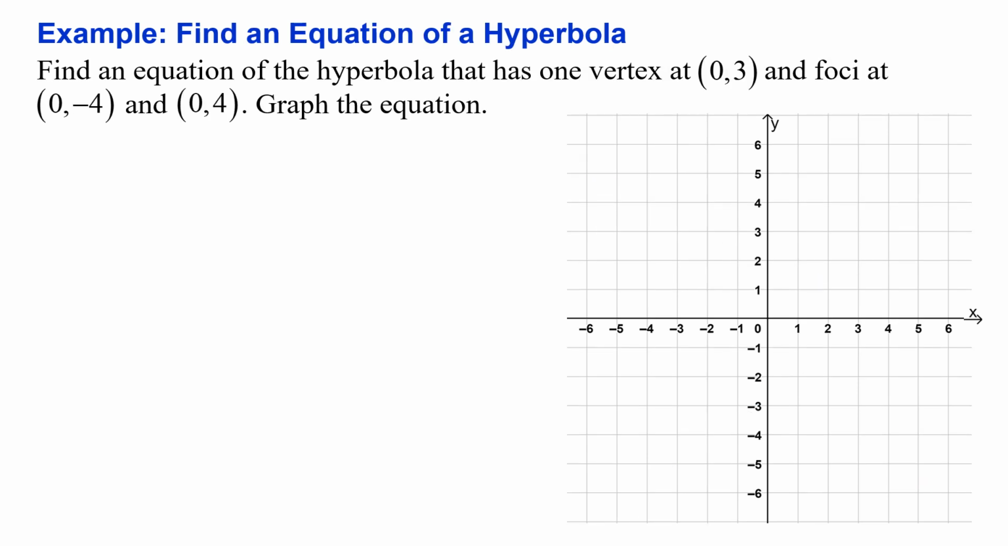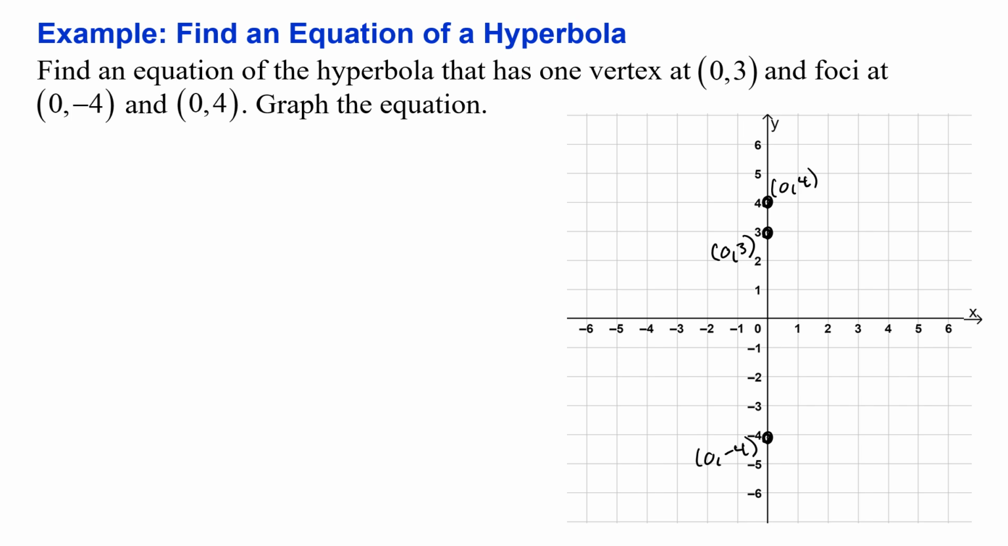In this example, we find an equation of a hyperbola. This problem says to find an equation of the hyperbola that has one vertex at 0, 3, and foci at 0, negative 4 and 0, 4, then graph the equation. So I like to begin by plotting the given information. So using an xy grid, that's negative 6 to 6 on both the x and y axes. We are told one vertex is at the point 0, 3. Let's also plot the 2 given foci at 0, negative 4 and 0, 4.